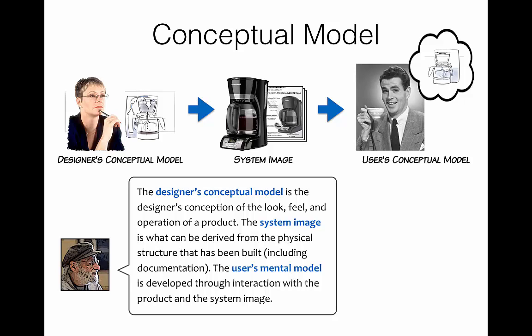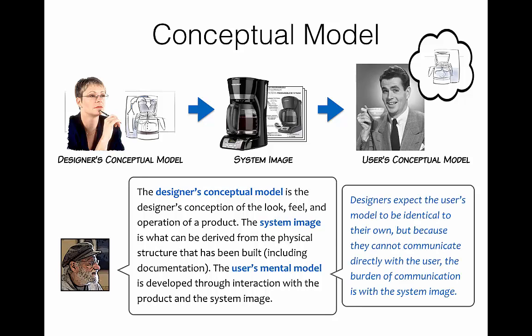Now, the system image is not only what the object looks like and sounds like, it's also what the documentation says about how to use the object. The user's conceptual model is formed by the system image and through how the user interacts with the object. And here he's just reiterating that the designer's model and the user's model are not necessarily the same, even though the designer would like them to be. The burden of communication, says Norman, is with the system image.